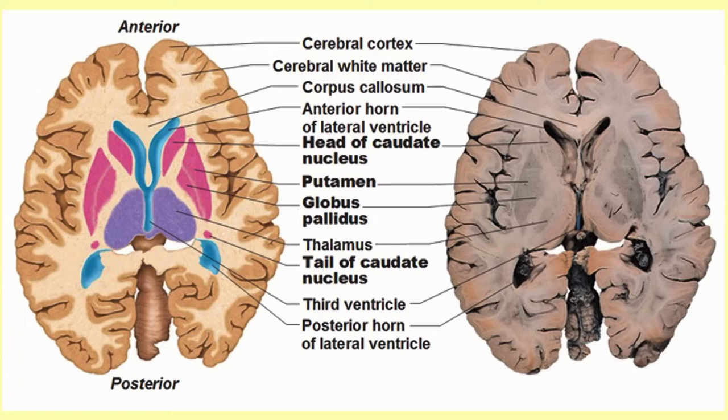Notice here, trying to find it here. Okay, so I didn't put it, it's not on here, but this is the internal capsule. This is a very important area of the brain where motor signals are conducted, and so you see it in between the putamen and the thalamus. And then here we have the caudate, and notice that the caudate is right up against the lateral ventricles.